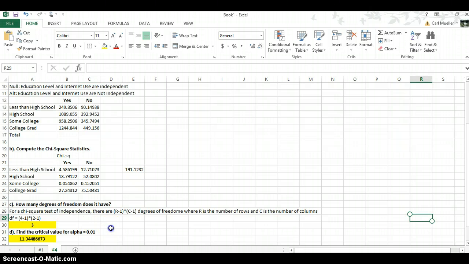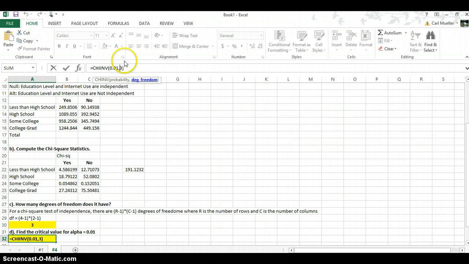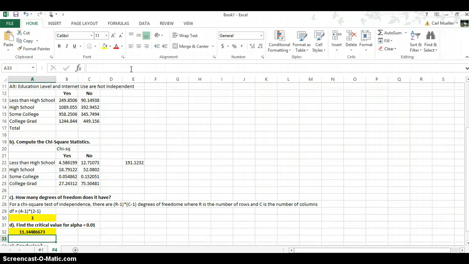Our next question is, find the critical value for alpha equals 0.01. What does that mean? A 99% confidence level. That's what we're looking at. And how do we find the critical value with that 99%? Well, as you can see, we put in our chi-inverse function 0.01 and 3. What is 3? Well, 3 is the degrees of freedom, and p is the probability. So that's what alpha is in this kind of calculation. It's the probability and our degrees of freedom. And that is our critical value.